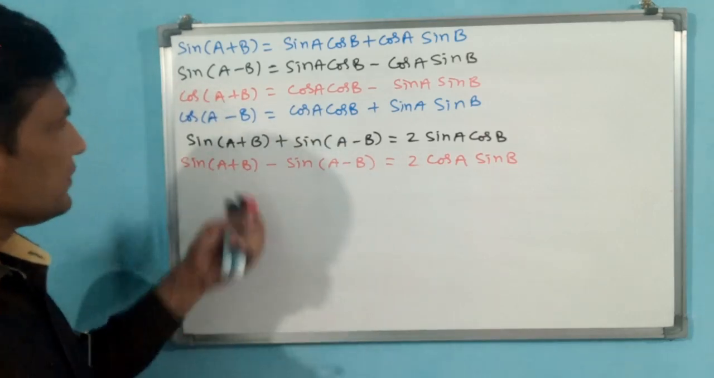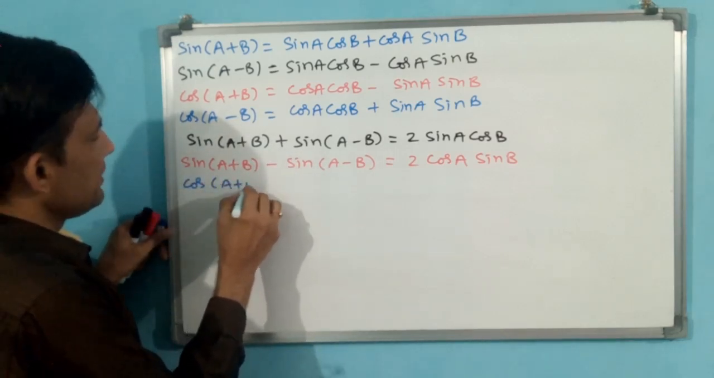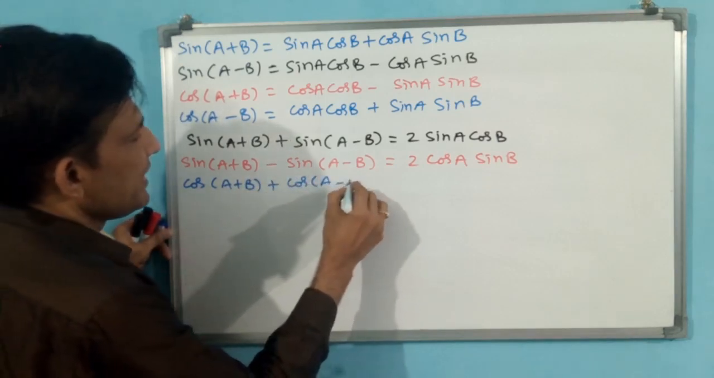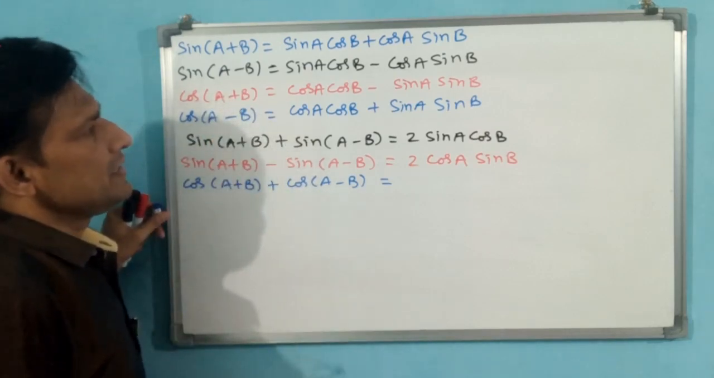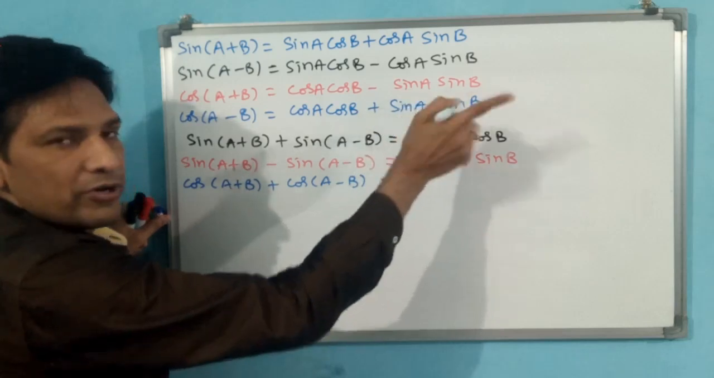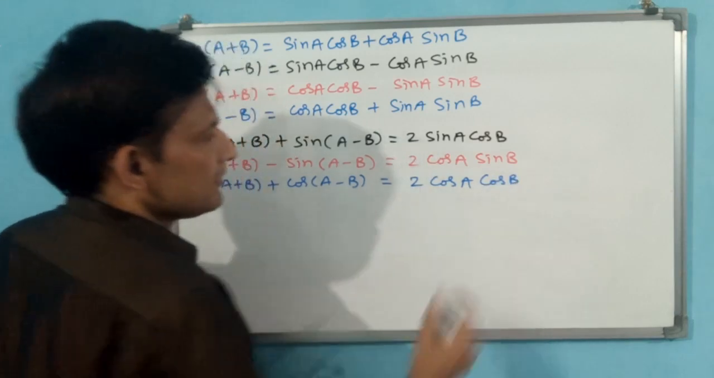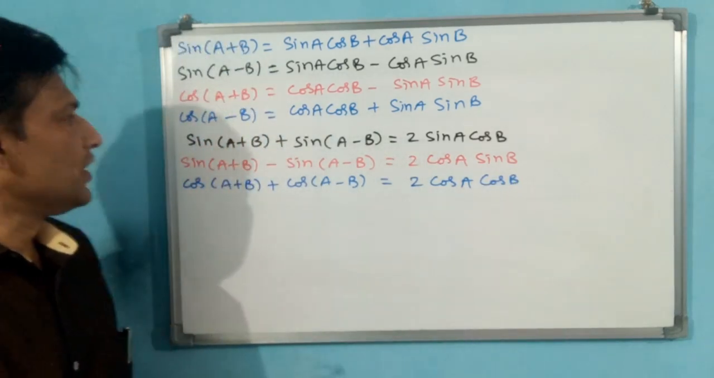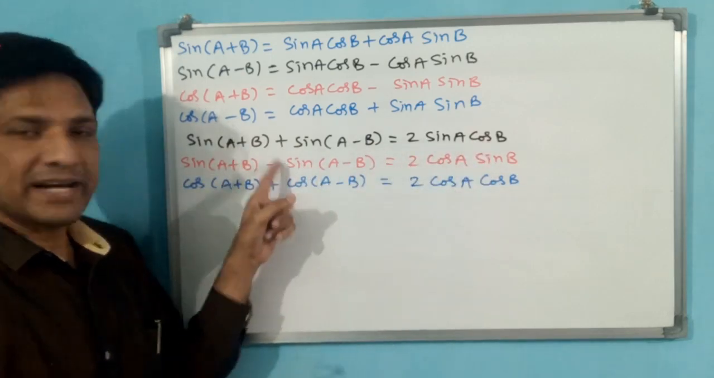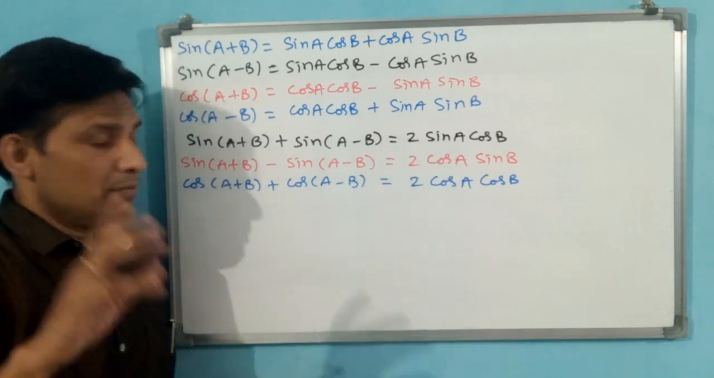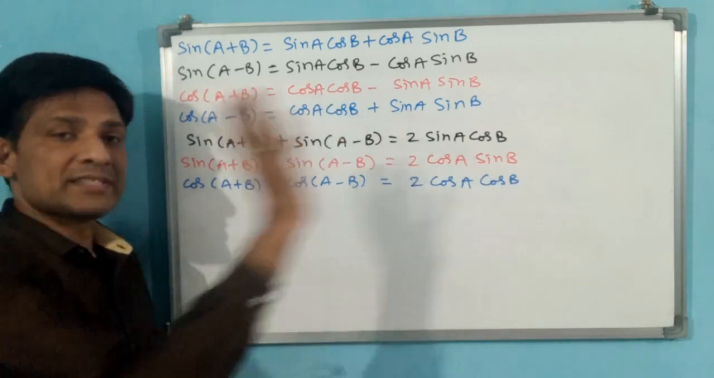Let us proceed for cos also. Cos of a plus b plus cos of a minus b is equal to, I am adding cos now. If you add cos, automatically the plus and minus terms are going to get cancelled, but 2 cos a cos b will come. Now stop and observe carefully. For adding or subtracting sin, both sin and cos will come. But that is not the case for cos: if you add cos, only cos will come; if you subtract cos, only sin will come.